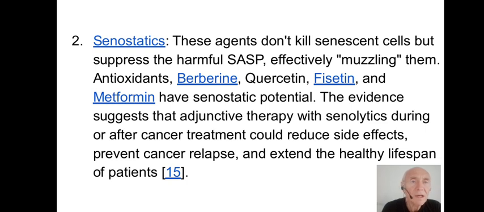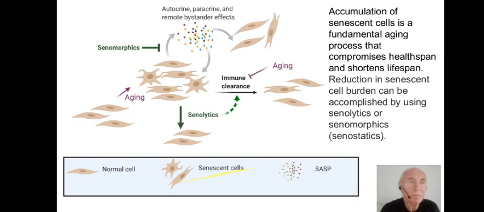So the evidence suggests that adjunctive therapy with senolytics during or after cancer treatment can reduce side effects, prevent cancer relapse, and extend the healthy lifespan of the patient. Better, of course, is to avoid the development of cancer by taking on a regular basis megadoses of ascorbic acid, for example, together with berberine and fisetin. You can use fisetin according to the Mayo Clinic protocol.